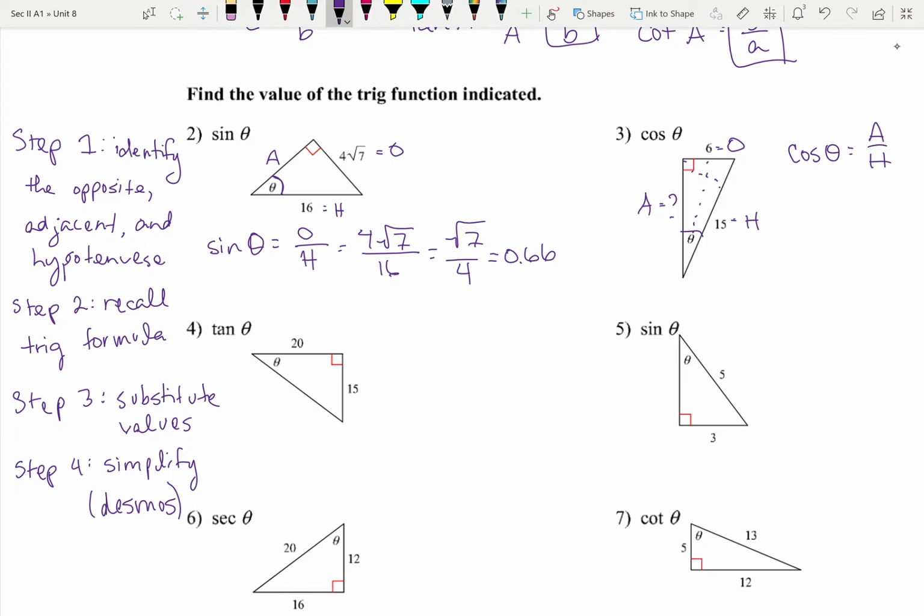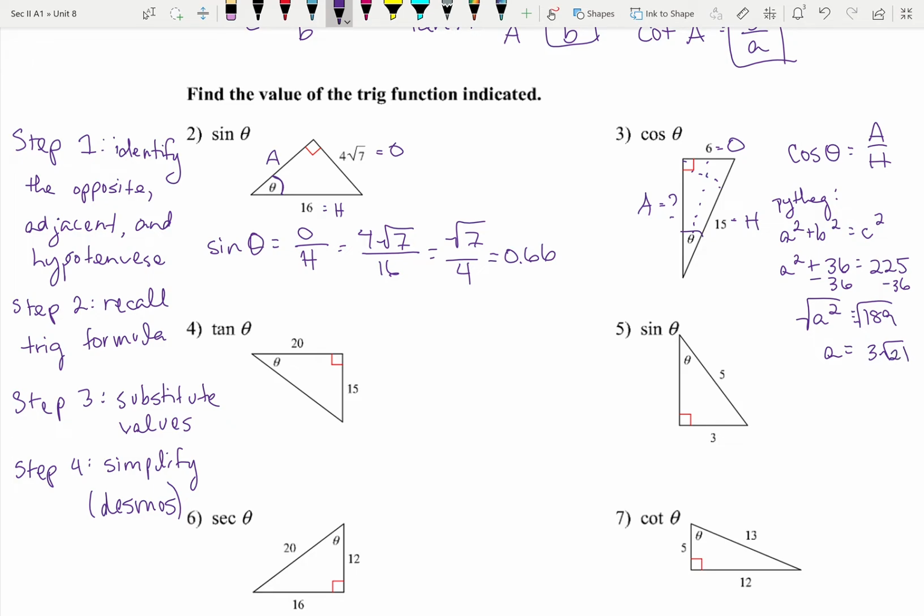So before I can substitute, I actually have to do a little intermediate step here of the Pythagorean theorem, which is a squared plus b squared equals c squared. So a squared is what I don't know. B squared would be 6 squared, which is 36. And c squared would be 15 squared, which is 225. Then I'm going to subtract this 36. I get a squared equals 189. Then I'm going to take the square root. So a equals 3 root 21.